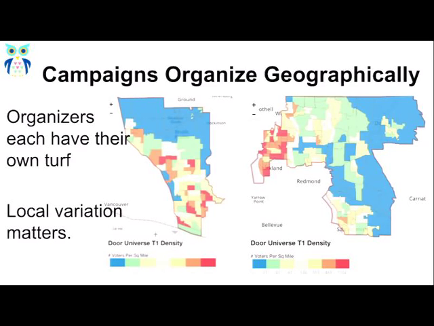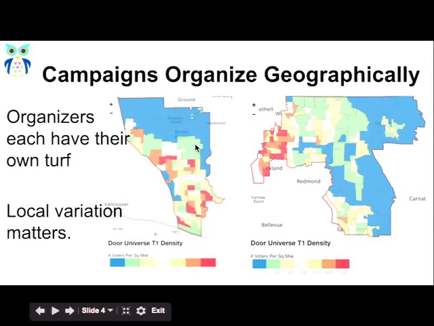Organizers on campaigns are each in charge of their own turf, their own geographic area, so they want to know and understand data about that area, and they don't care as much about the rest of the world. So the local variation matters.